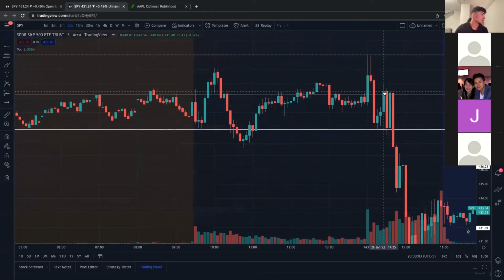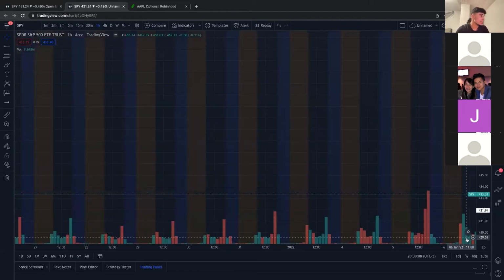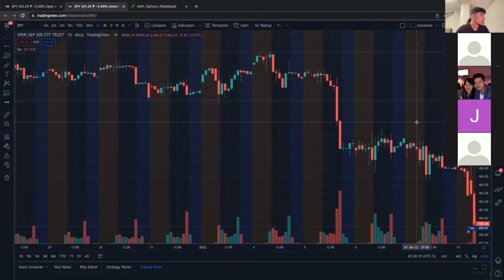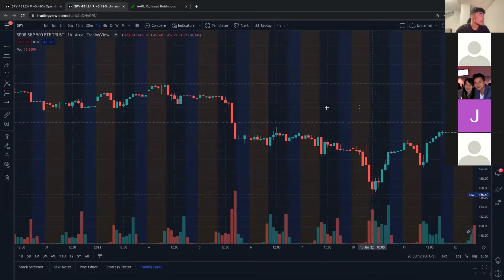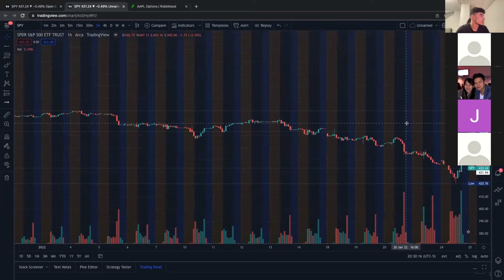But yeah, to continue this example, let's say we were to go onto a higher time frame on a SPY chart right here of how to pick contracts. Get this going.